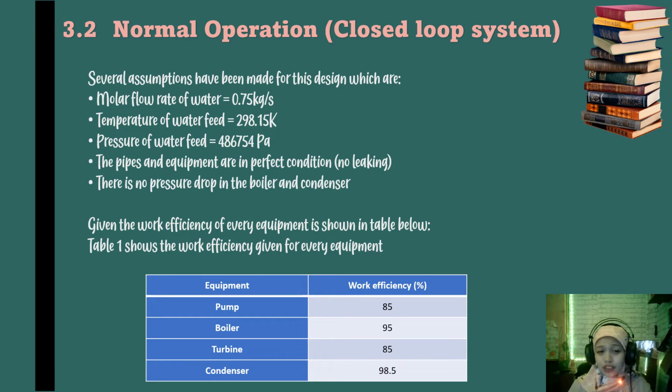Table 1 shows the work efficiency given for every equipment, which is every unit operation used in our simulation, or as I can say, in our normal operation Rankine cycle. First, the equipment is the pump. The work efficiency for the pump is 85%, boiler 95%, turbine 85%, and condenser 98.5%.